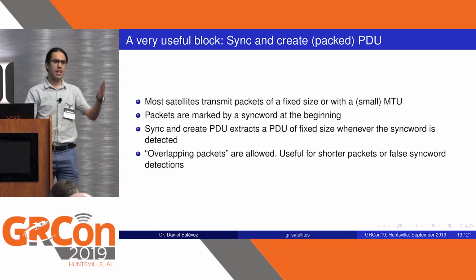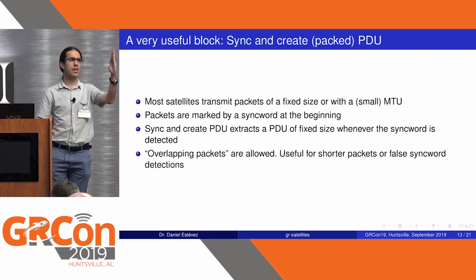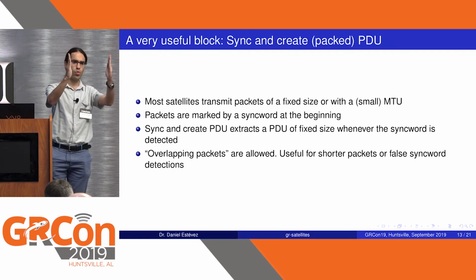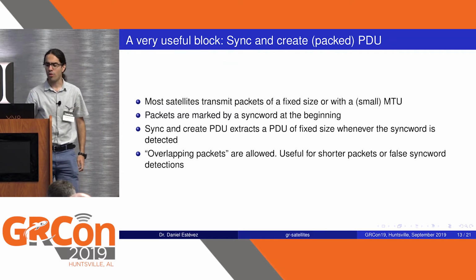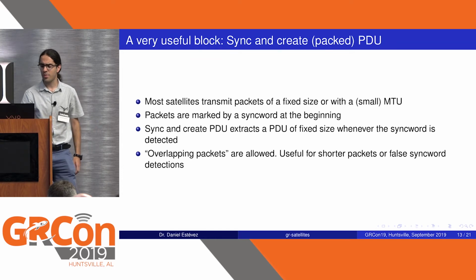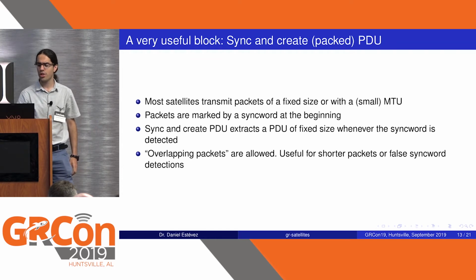This means that if one of the sync words is here, and I want to extract 100 bytes after that to create a PDU, it doesn't matter if I have a shorter packet and the second one starts here. I'll get one PDU with this and another PDU with that, even though they overlap. This is useful for shorter packets, so packets shorter than the MTU, and also in case you get false sync word detections so that you don't lose any data.